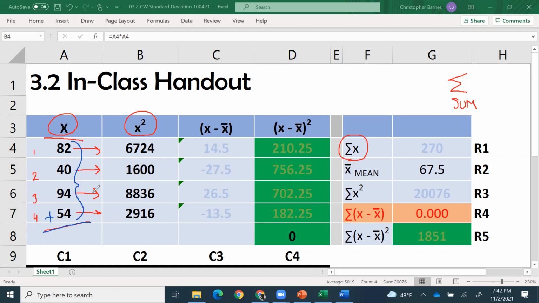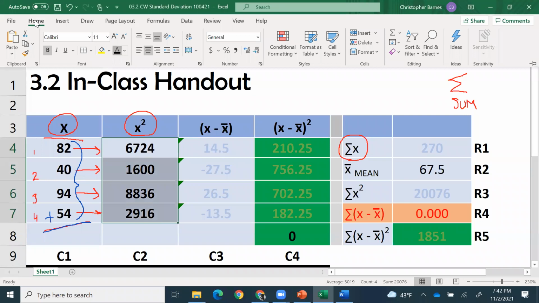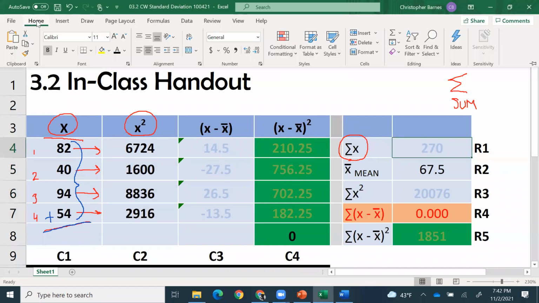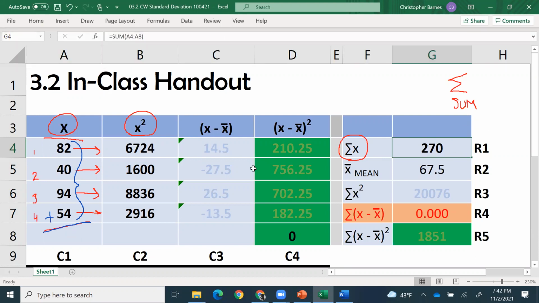Now you can do this on your own, but I'm going to save the time just a little bit. If we add up those values, the value that we would get would be this right here, 270. And that's because we have to understand what this is saying. The sum of X, which is this array, means you're adding those up, and you're going to get a value of 270.